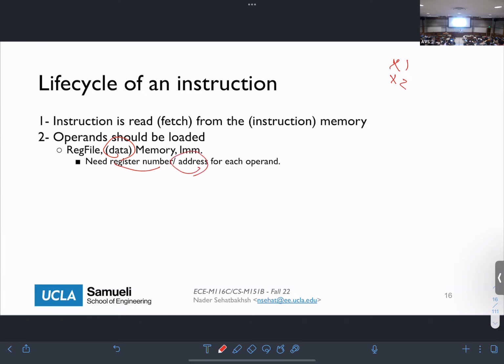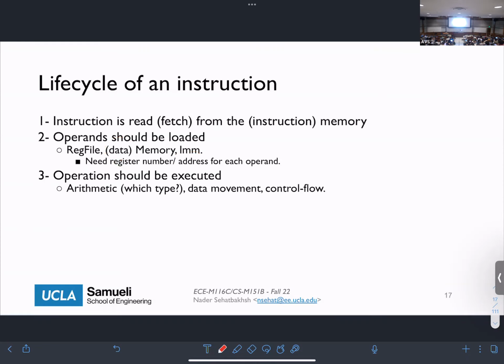Or we need the address of the memory line that we need to read, right? That's the second thing we need to know. Then once we have our operands and we have the command that we want to execute, then we have to execute this, right? And what does execution mean? Remember, I told you that we have three different command types. We have arithmetic, we have control flow instructions, and we have memory type instructions, okay?